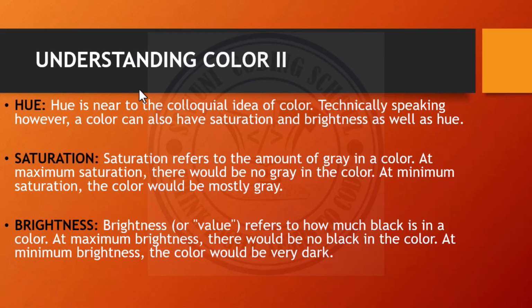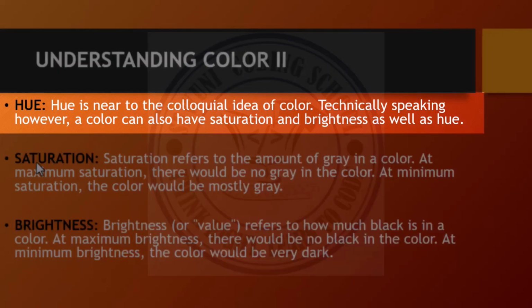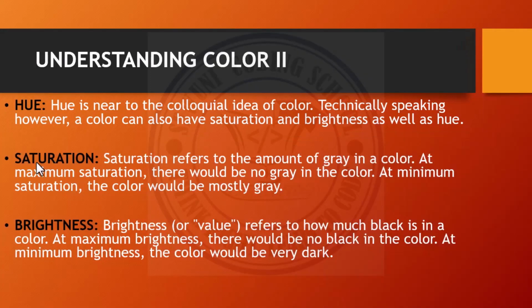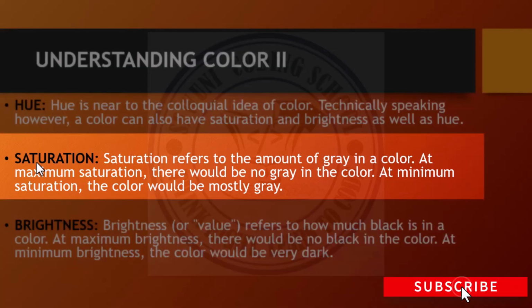So back to our slide. What is HSL? Hue, saturation, and brightness. Hue simply means color. Technically speaking, a color can also have saturation and brightness as hue. When we say saturation, it's just the amount of gray in a color. At maximum saturation, there would be no gray in the color. That means the more the saturation, the lesser the gray in the color, and at minimum saturation the color will mostly be gray. If you want more gray in the color, we reduce the saturation. If we want less gray, we increase the saturation.